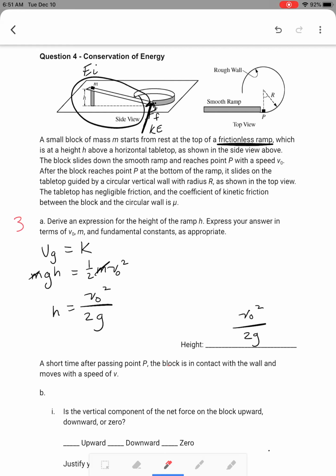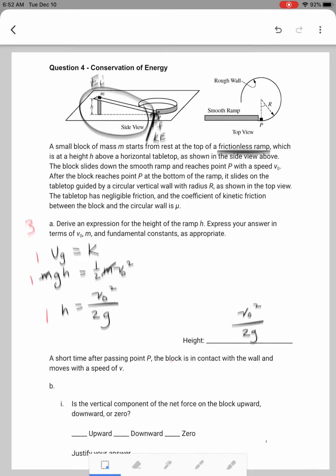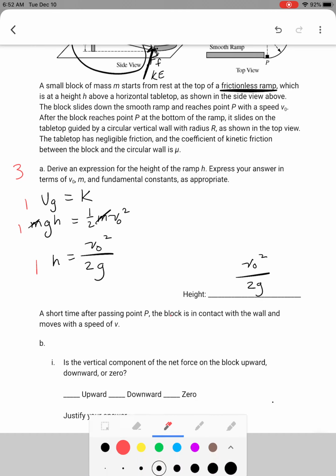So there are 3 points here: 1 point for recognizing the conservation of energy, 1 point for substituting in properly, and 1 point for solving it correctly. So again, show your work, guys. Please show your work. You're missing easy points if you don't.